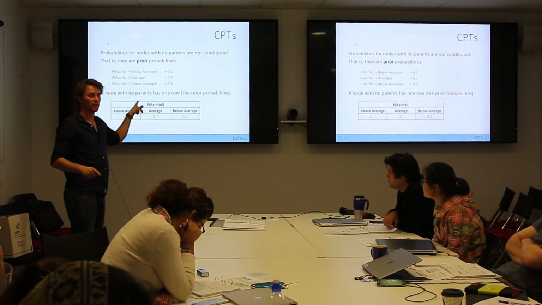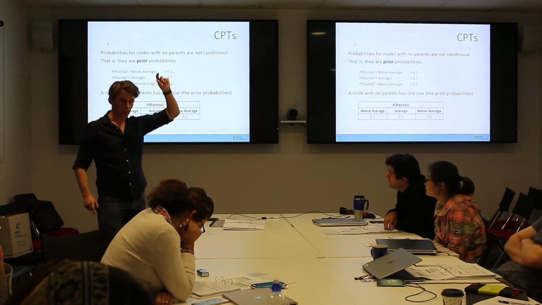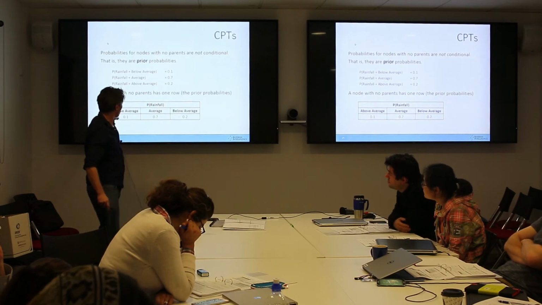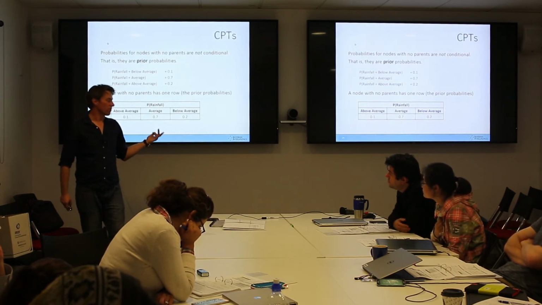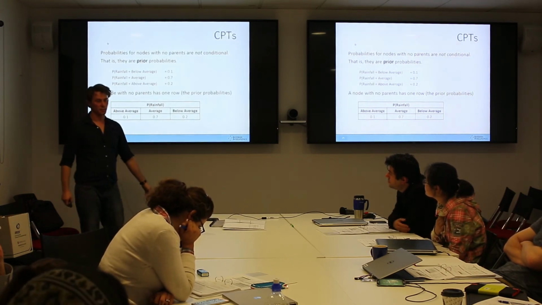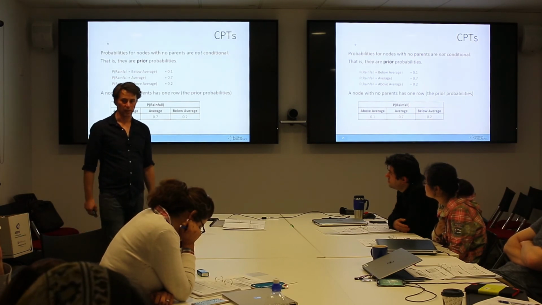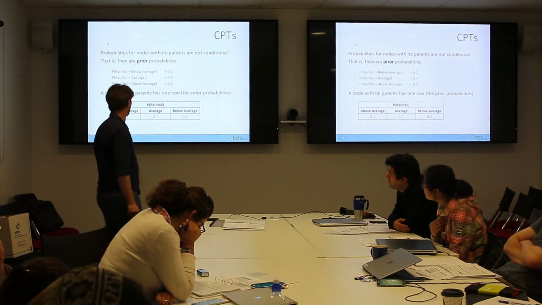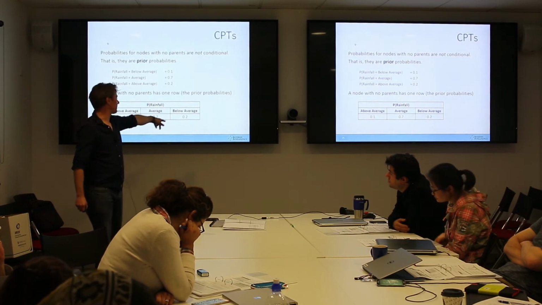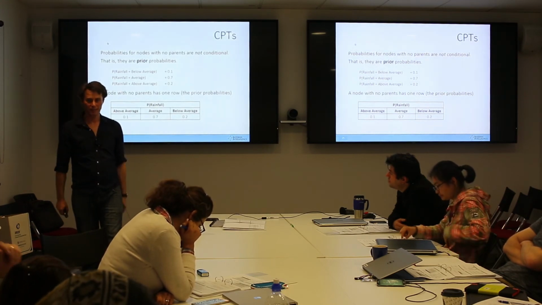So in our native fish model, the rainfall was our root node, or prior one. So we just put some prior probability. Before we know anything, we expect that there's a 70% chance that we're going to have an average rainfall year, 1% for above average and 2% for below average.